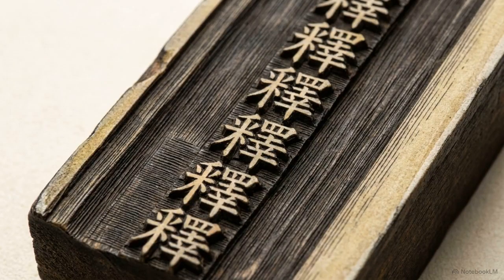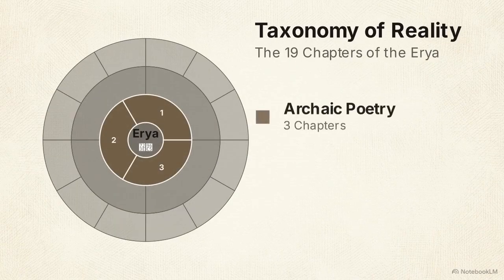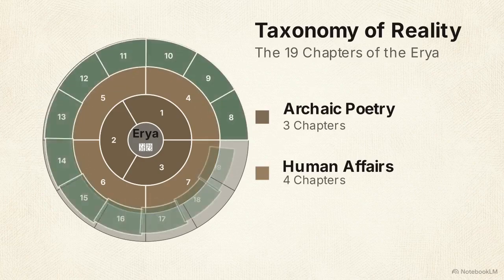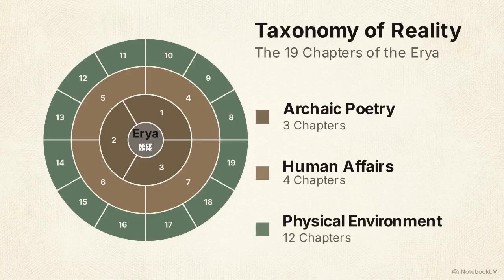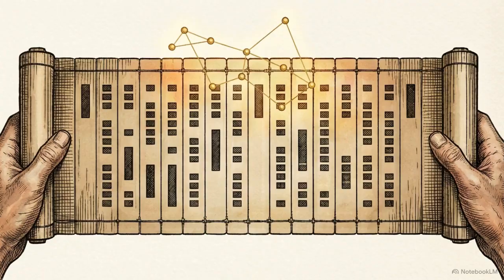Its architecture is rigorously uniform. Every single chapter title begins with the exact same character, shi, meaning explaining. This diagram represents the text's 19 chapters. The first 3 blocks decipher archaic vocabulary from classical poetry. Chapters 4 through 7 categorize human affairs, kinship, architecture, utensils, and music. The remaining 12 chapters categorize the physical environment, mapping flora, fauna, and geography. By structuring the text this way, the scholars mapped the boundaries of the Han universe. Mastering the classics meant holding a complete taxonomy of reality.